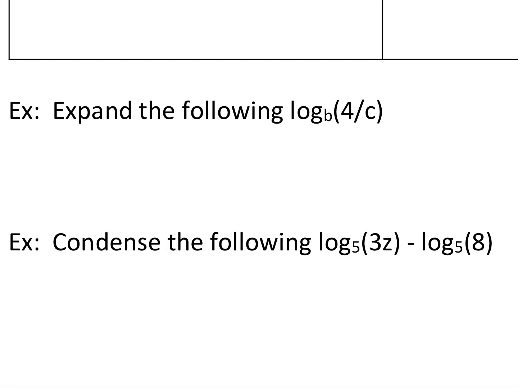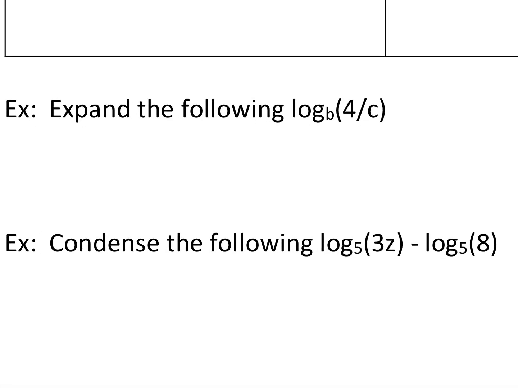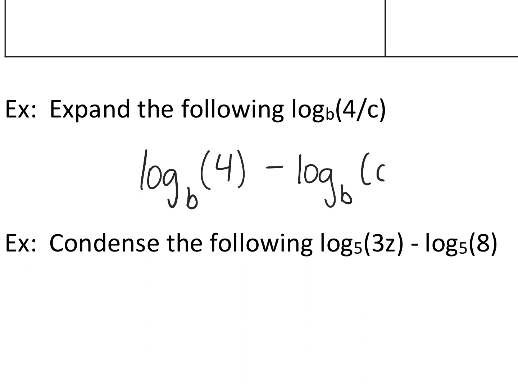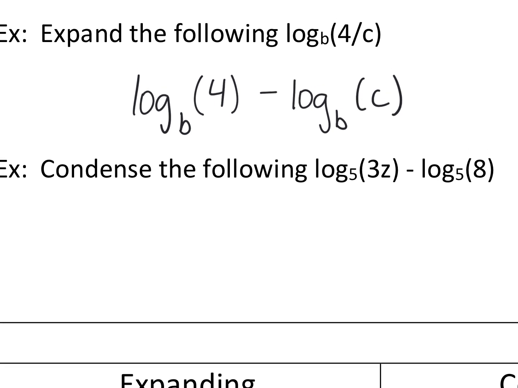Okay, expanding. This one, what'd you do? Log b parentheses 4 minus log b parentheses 6. And subtraction. Good deal. Okay, Henry is correct. That's how we do that. Okay, if you didn't put parentheses, not a huge deal. And then condensing. Somebody else. Yep. Log base 5 parentheses 3z divided by 8. You got it.